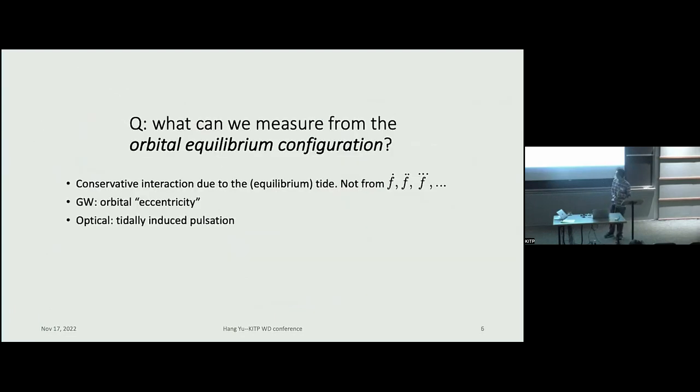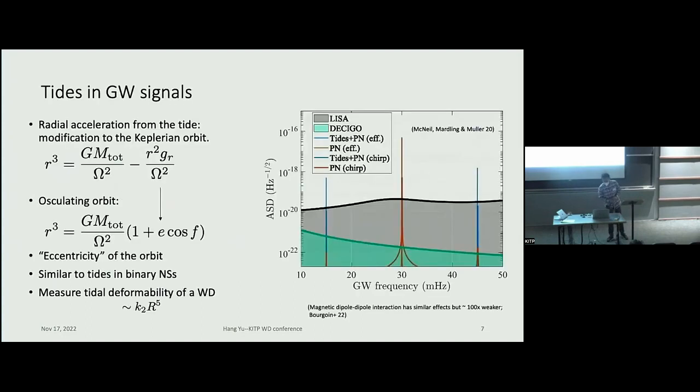And then, besides affecting the orbital decay, we can also measure the effect of the tide through its impact on the equilibrium configuration of the orbit. So in gravitational wave signals, this is manifested as the excitation of small orbital eccentricity. And in optical signals, this leads to oscillations in light curves. So let's first consider the gravitational wave signal.